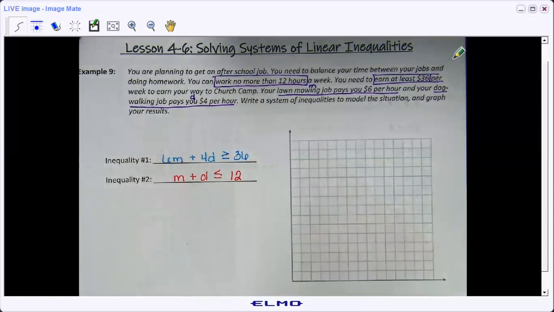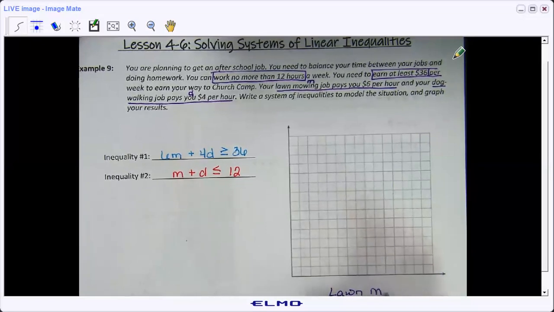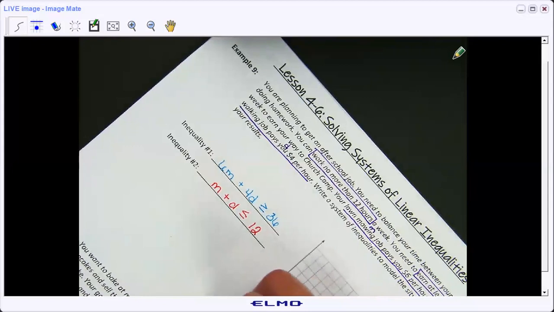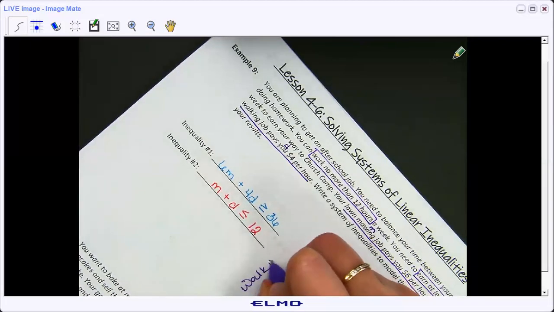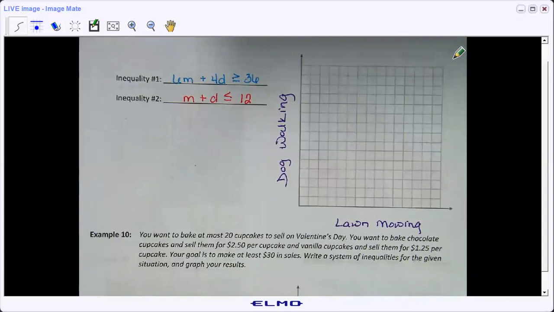Now that we have our inequalities, we are going to graph this scenario to figure out how many lawns he can mow and how many dog walking jobs he can have. The first thing you need to do is put these into slope-intercept form. If I were to tell you that we're going to put lawn mowing on the x-axis and dog walking on the y-axis, what variable will we isolate? Normally we isolate the y, right? Yes, because dog walking is on the y-axis, that represents our y-intercept, so we're going to isolate the d.